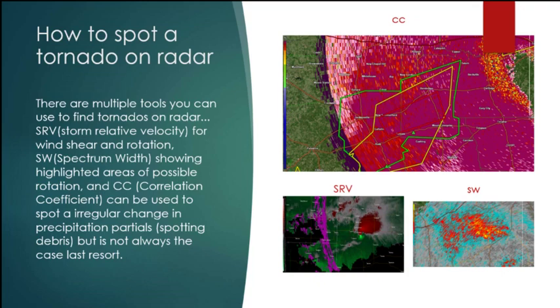How to spot a tornado on a radar. There are multiple tools you can use to find tornadoes on radar. SRV, storm relative velocity, for wind shear and rotation. SW, spectrum width, showing highlighted areas and possible rotation. And last of all, CC, correlation coefficient. This can be used to spot irregular change in the precipitation particles, spotting debris, but is not always the case, the last resort.